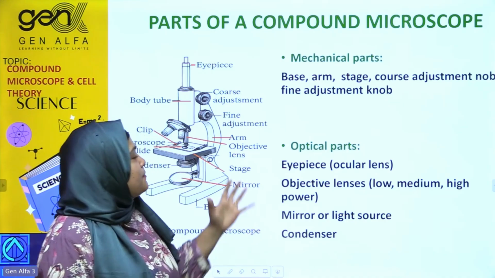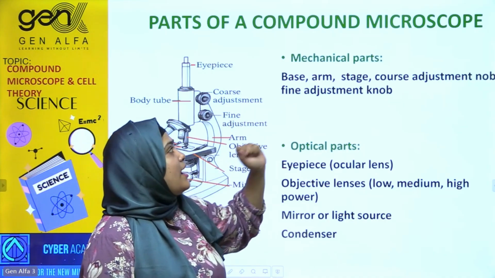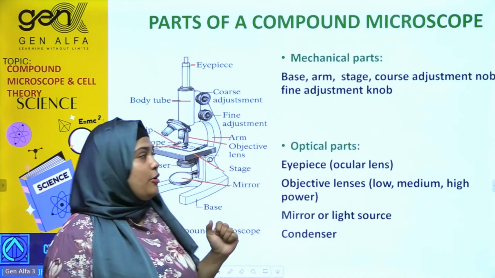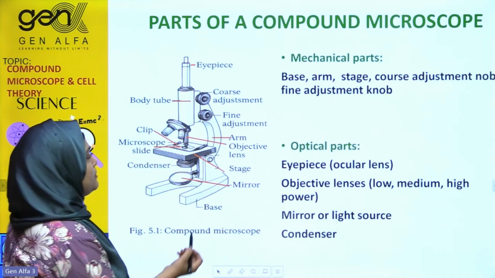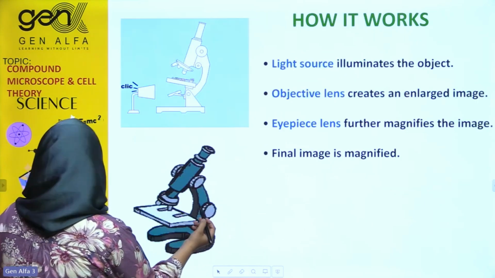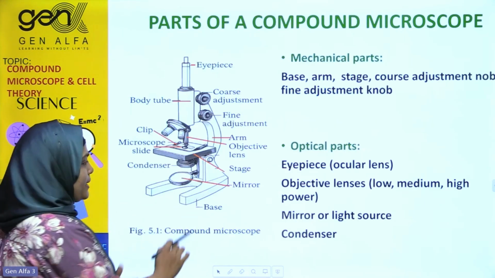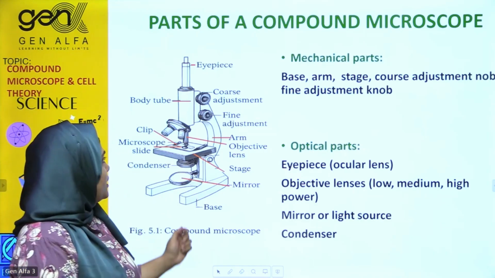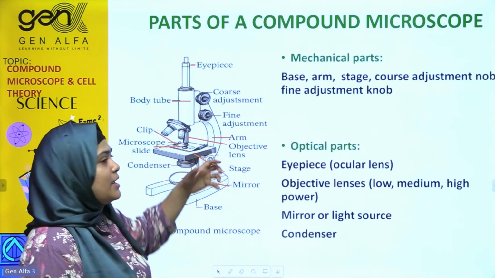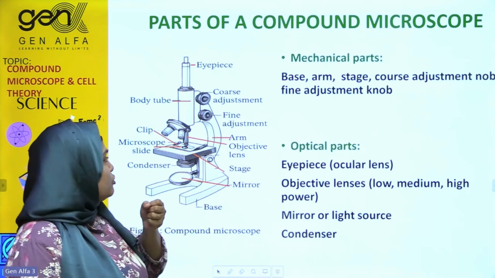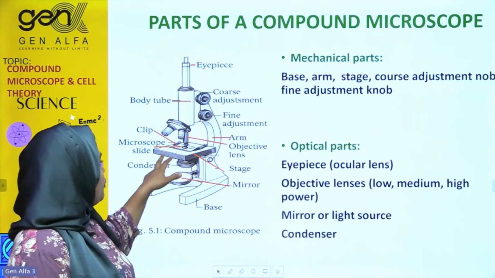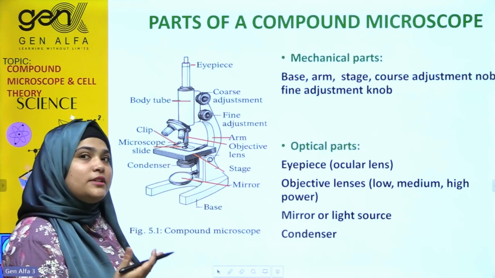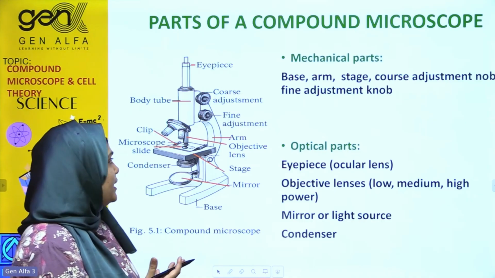Let's see what the parts are. Base, arm, stage, coarse adjustment knob, fine adjustment knob. Look here in this diagram. This is the base, and the base is that part which holds the microscope. And arm. This is the arm, by which you can hold the microscope. This is the stage of the microscope, where you keep your slide to observe the image, to observe the specimen.